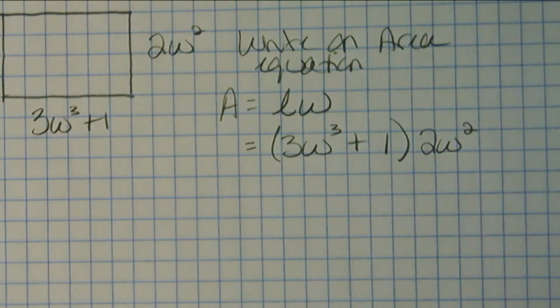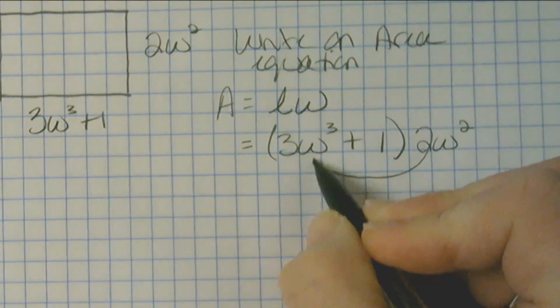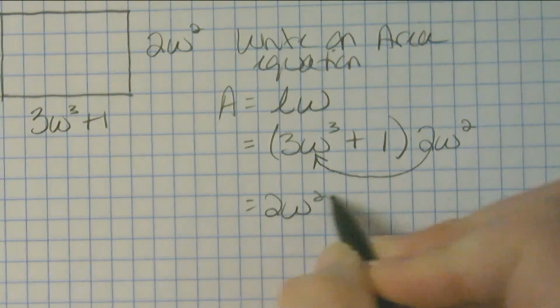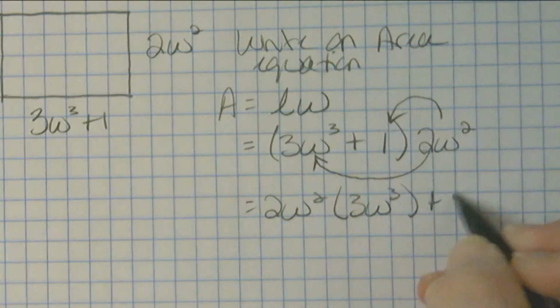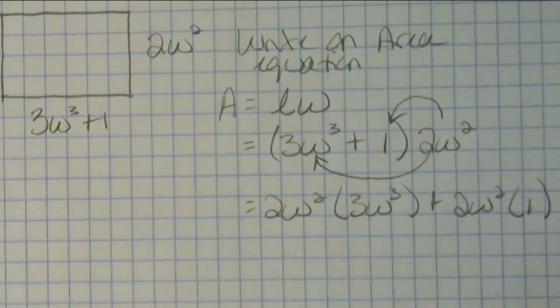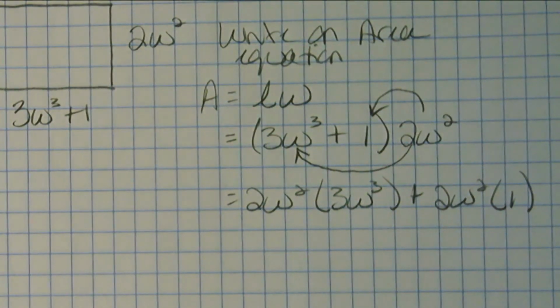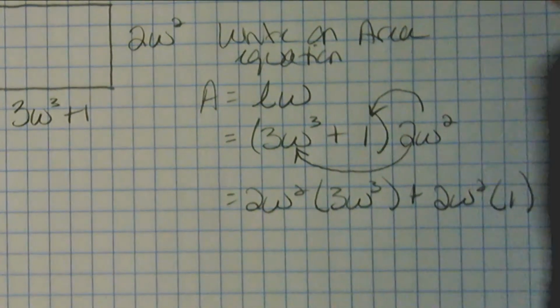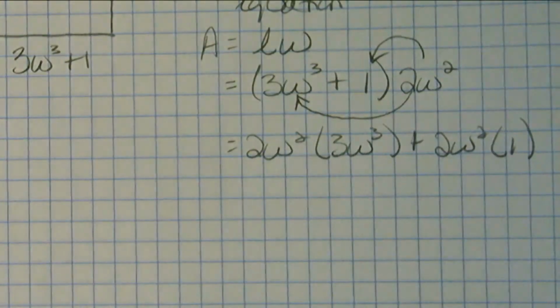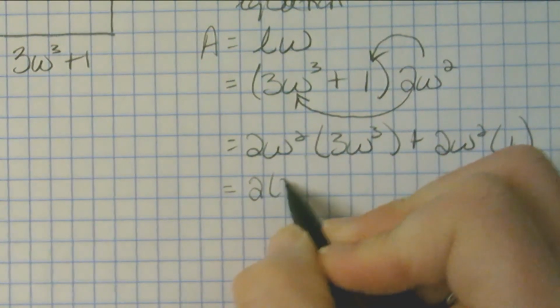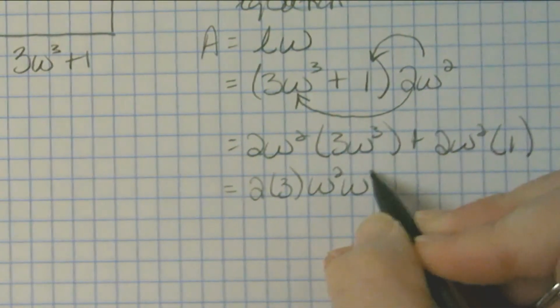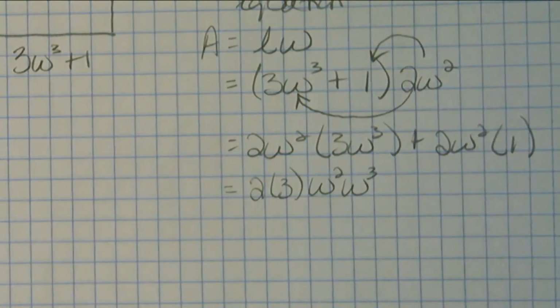What property do I now have to use to do this multiplication? Christiana? I have to do the distributive property. So that's going to be 2W squared times 3W to the 3rd plus 2W squared times 1. Now I'm just going to simplify each side of that addition symbol using my power rules. Let's do that first part. I'm going to move the 3 and the 2 next to each other, and my W's next to each other.